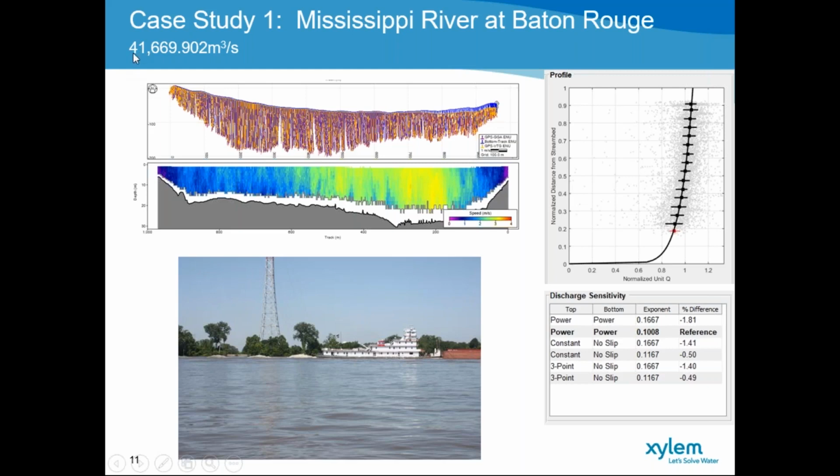So in this case at Baton Rouge, it was almost 42,000 cubic meters per second that was flowing during the flood event. And if we look at your default power-to-power 0.1667 exponent, you will see that there's a difference of almost 2% in discharge, which is relatively large if you take into account there's a number of other factors that will also impact the accuracy of the measurement. So if you add 2% on top of everything else that's impacting the accuracy, then obviously that will further exaggerate the variance in the measurements.